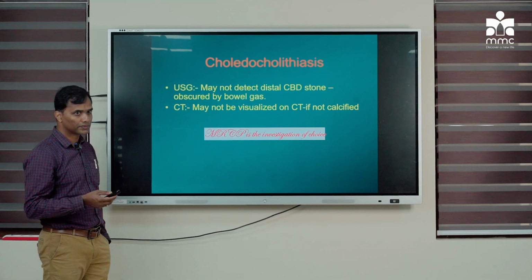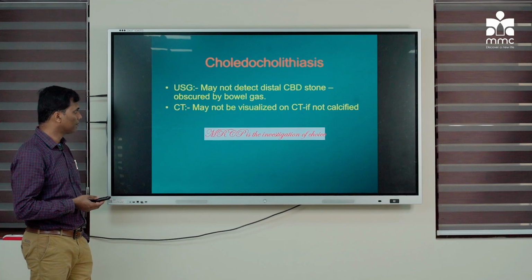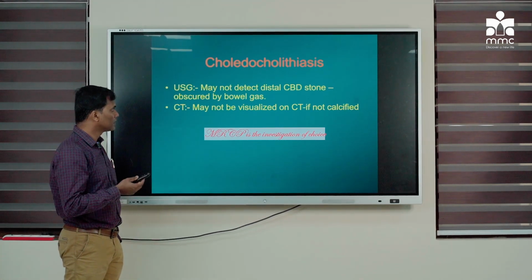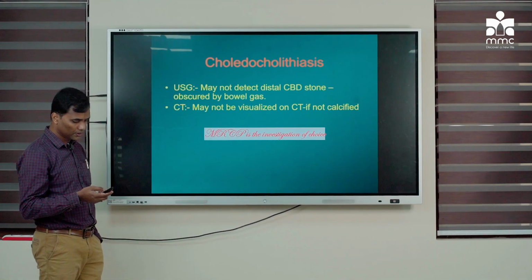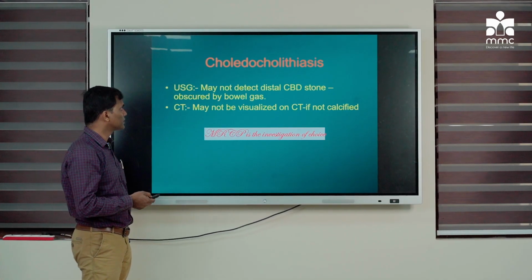CT also again, because of the density, may be isodense to bile, and if it is not calcified, CT may not detect the CBD calculus. Here the MRCP is the investigation of choice.